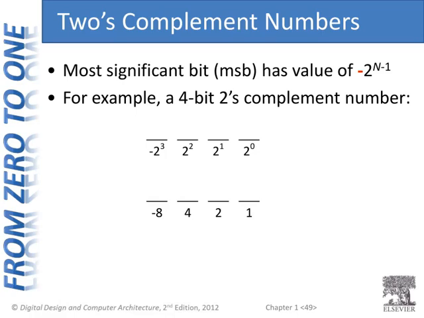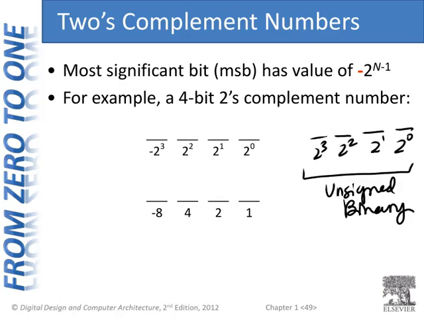Before, with a 4-bit number, we had our 2 to the 0, 2 to the 1, 2 to the 2, and 2 to the 3's place. This is for unsigned binary. Now for 2's complement, it's similar for the least significant bits. It's exactly the same: 2 to the 0, 2 to the 1, 2 to the 2's place. But for our most significant bit, instead of having the weight of 2 to the 3, it has the weight of minus 2 to the 3.